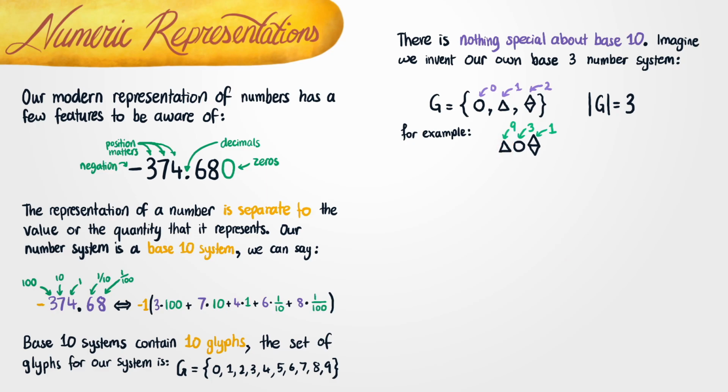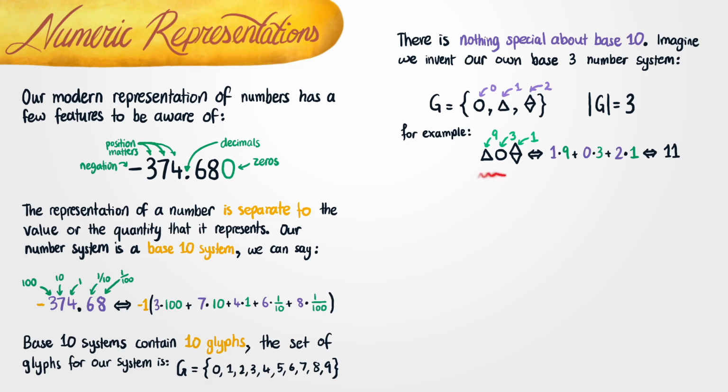So if we wanted to actually read this number, this glyph represents the number 2, so we have 2 groups of 1. This glyph represents the number 0, so we have 0 groups of 3, and this glyph over here represents the number 1, so we have 1 group of 9. And that means that this funny little symbol that I've written over here is actually equivalent to the number 9 plus 2, or 11. So I find this pretty cool.